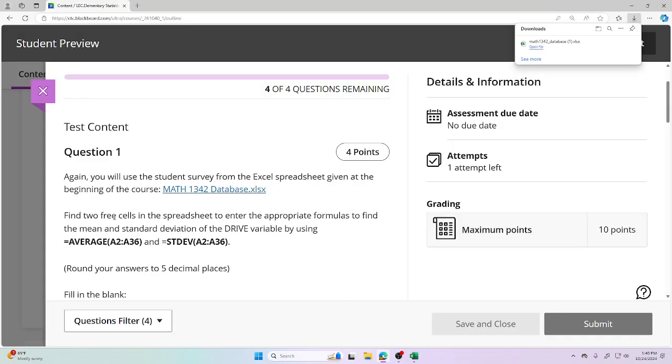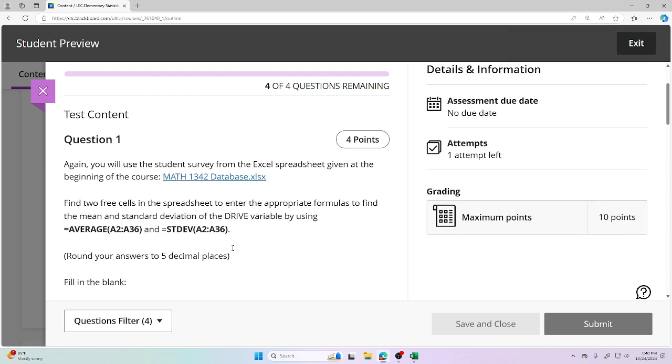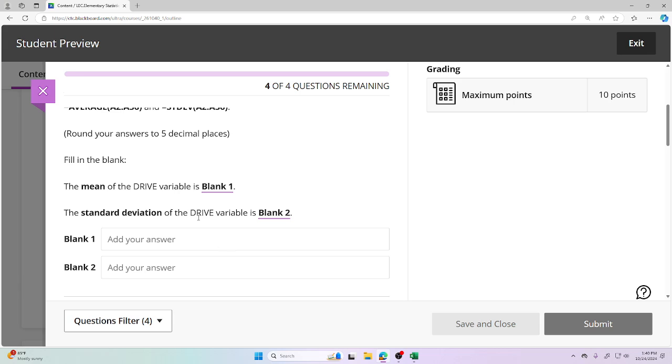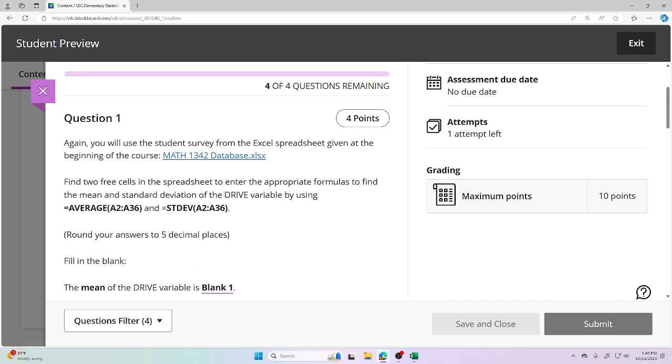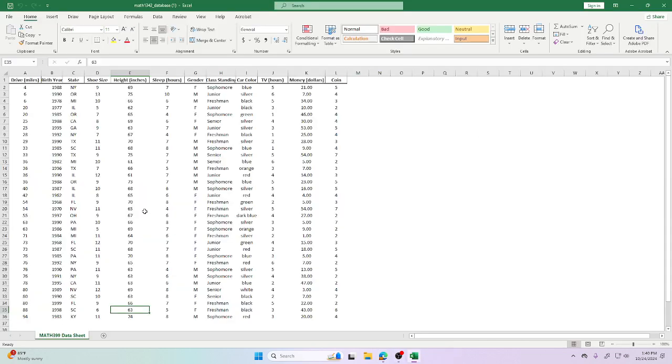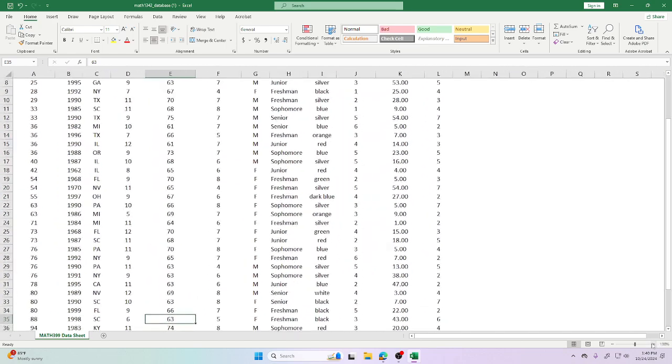So, finding two free cells in the spreadsheet, we need to type these two things, and then we need to put them in here. What? Like that's it? And they're saying right here that they're doing it for drive, but I'm telling you that if you go to the A column, what does the A column say? Drive. It's like already kind of pre-done for us.